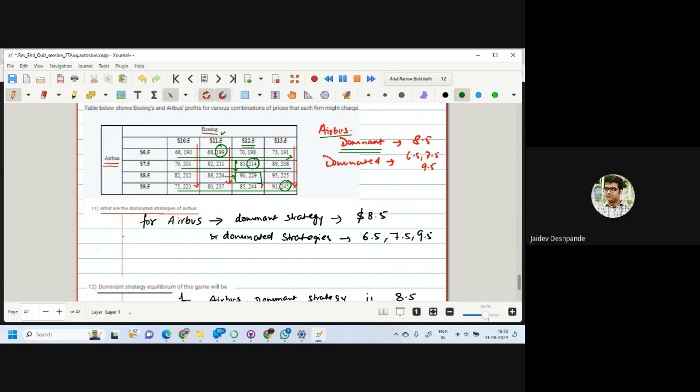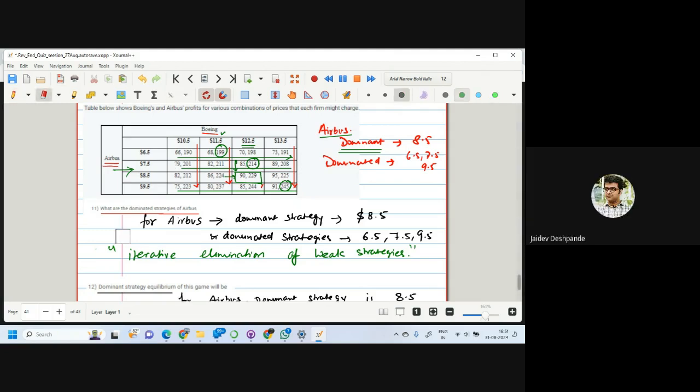So actually, this thing is called iterated elimination of weak strategies. What this means is that since we know that Airbus has a dominant strategy, right? Sorry, Airbus is the column player? Yes, Airbus is the row player. Sorry, row player. So since Airbus has a dominant strategy, they will certainly play it, which basically means that your table is simplified. Yeah. The other 3 rows are gone.